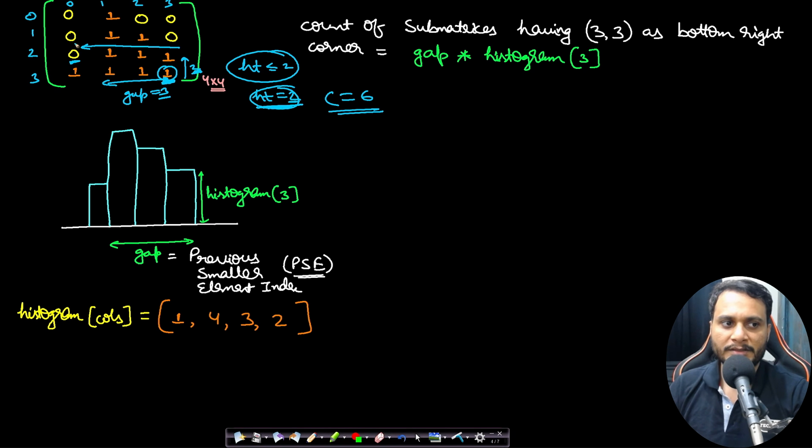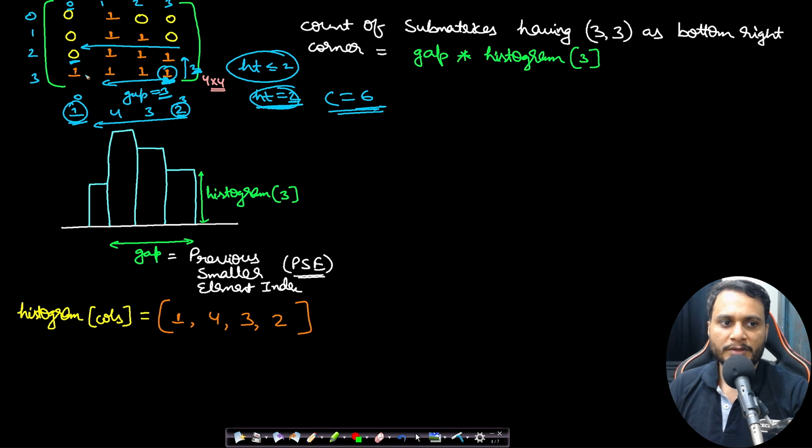So if you have considered the height here, the first height will be 1, second will be 4, then you have 3, then you have 2. So if you find the previous smaller height, it will be this one. Okay, and this is at column number 0. So this 2 is at column number 3 and this is at 0. So you know the gap is 3 minus 0, which is 3. This is how you know the gap, and the height is 2 here. So 3 times 2 is 6.